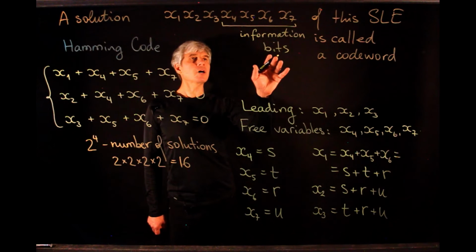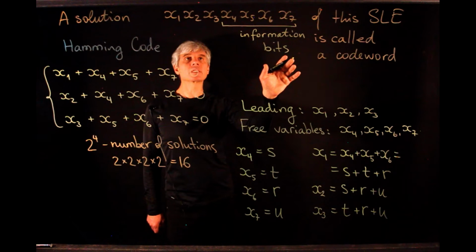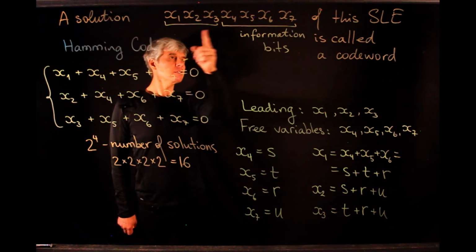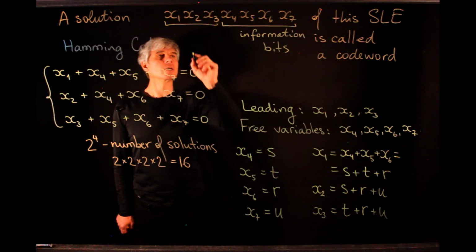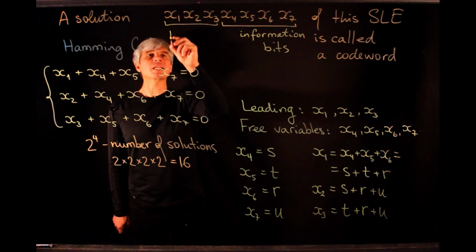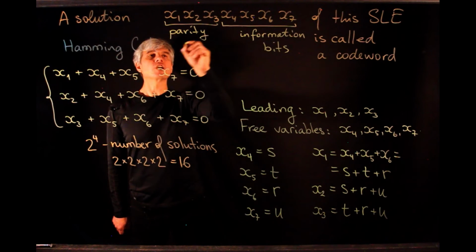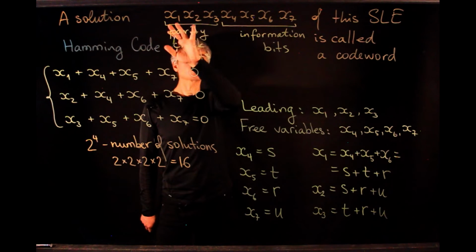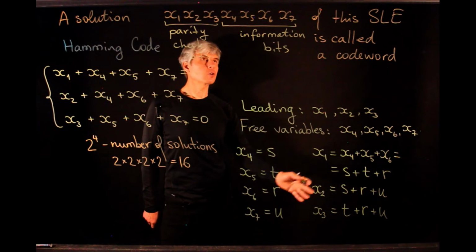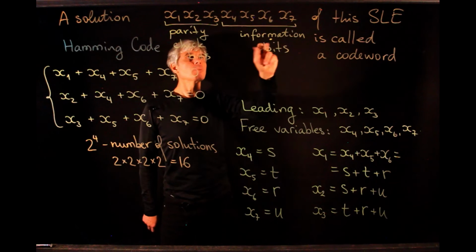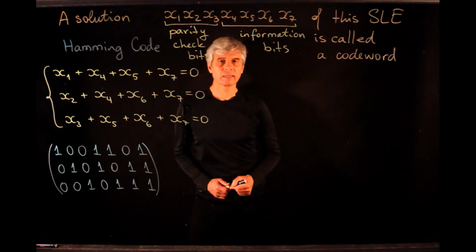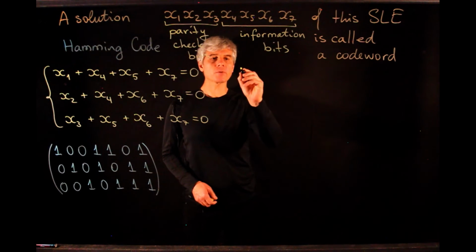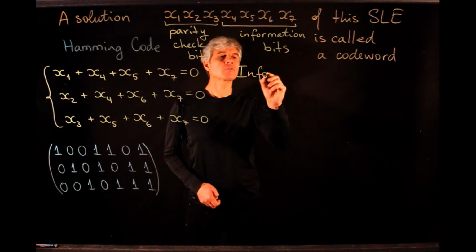Once we specified our information bits, then the first 3 bits will be identified by them using these relations. These are called parity check bits. This means that the first 3 bits in the code word are predetermined by the information part, which is the last 4 bits. Let's consider an example. A Hamming code word encodes 4 bits of information.